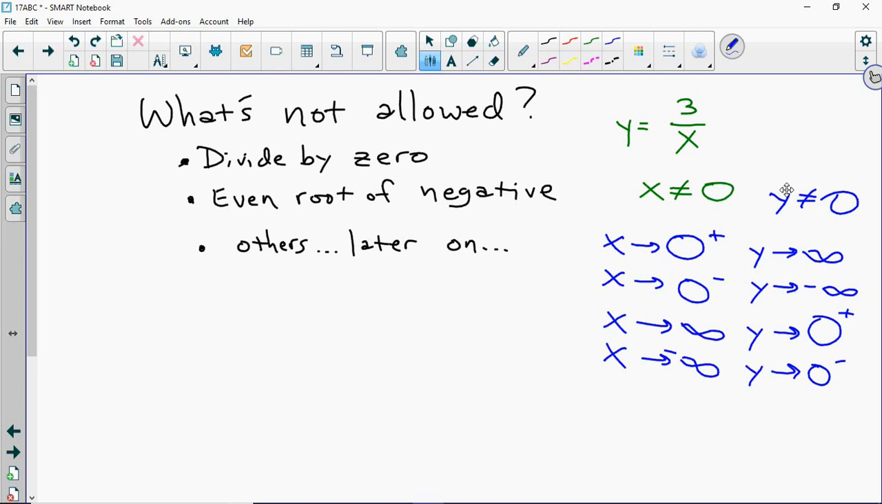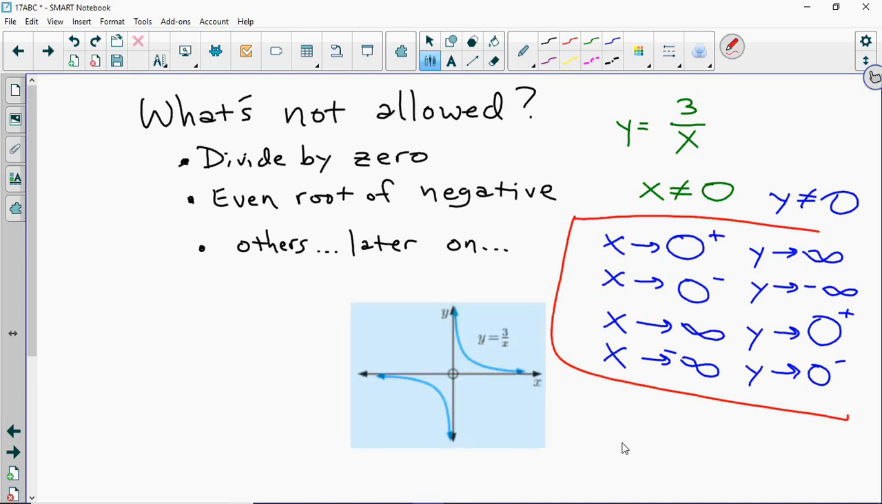And if you compare what I wrote out here to the picture that we saw before, you'll see that it matches up, right? As x gets closer to 0 from the right-hand side, our y values are going up towards positive infinity. As x gets closer to 0 from the left-hand side, our y values are going down towards negative infinity. As x gets super, super big, our y values are basically 0, but they're still positive. And as x gets super, super big negatively, our y values are again basically 0, but they're going to be negative.